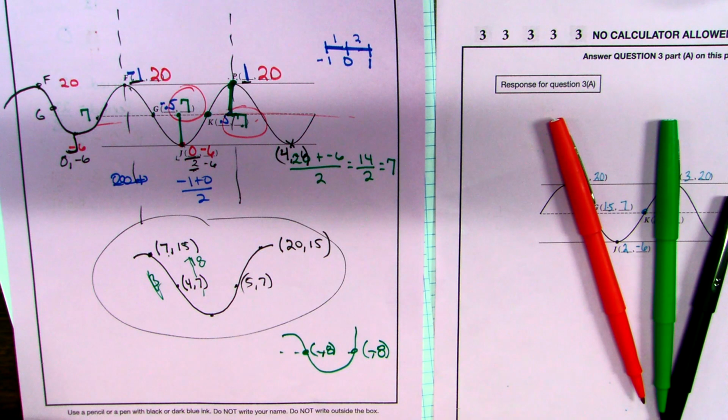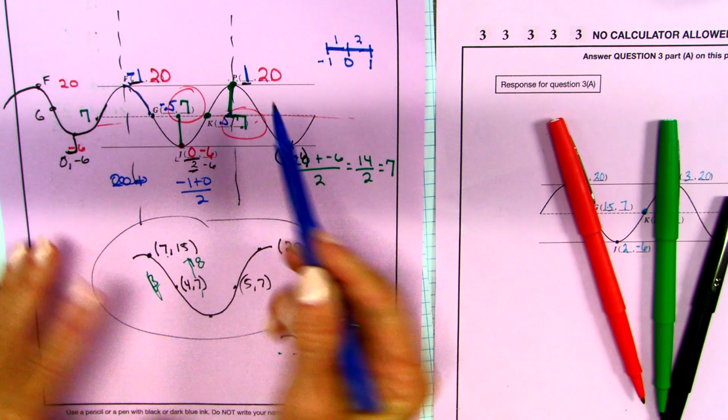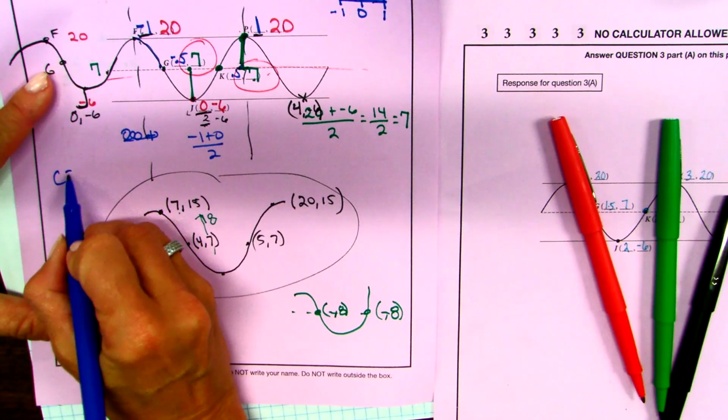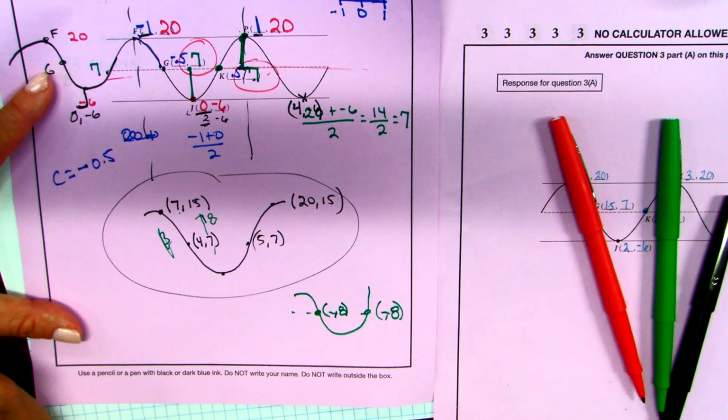Is that what you said? Oh, 0.5 you said. I thought you said 2.5. Okay, 0.5, right? That's the distance between each of these, 0.5, 0.5. So my C value would be negative, because I'm going to the right, 0.5. That's what I would write.